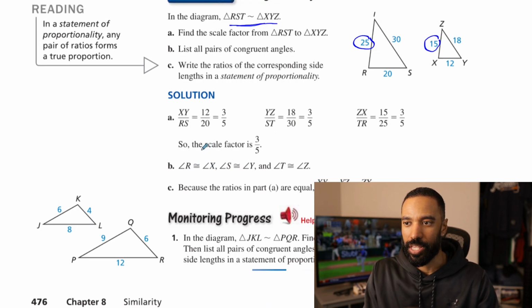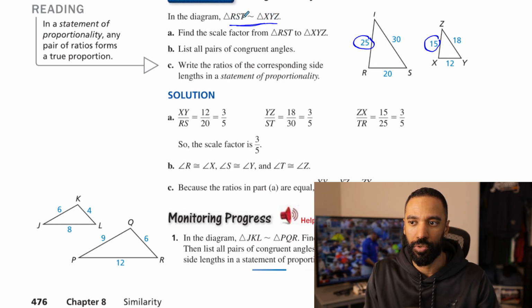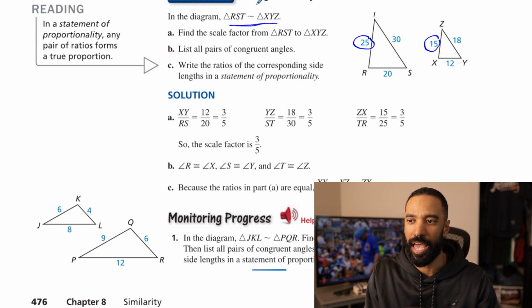Here are the angles that are congruent. And by the way, just remember letter order matters. 1, 2, 3 with 1, 2, 3. Ones together. R with X. Boom. S with Y. Boom.